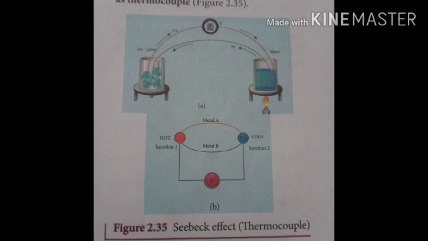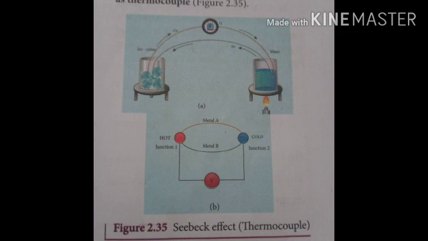First one, Seebeck. It was discovered by Seebeck. When two dissimilar metals are connected, junctions are formed. These two junctions are kept at two different temperatures, one cold and one hot. Now a potential difference is developed between the two junctions, so current flows due to the EMF developed, called the thermoelectric current. The two dissimilar metals connected to form the two junctions are known as a thermocouple.